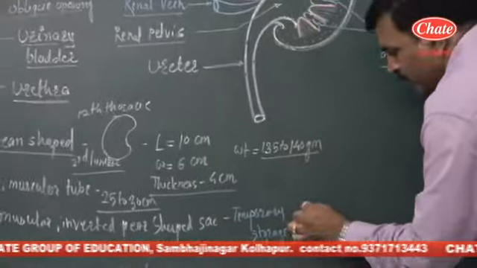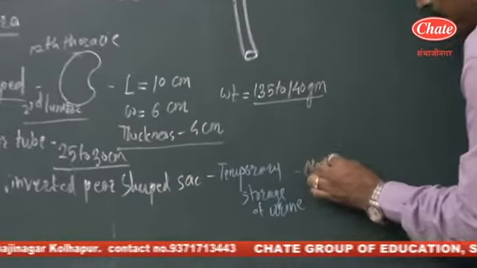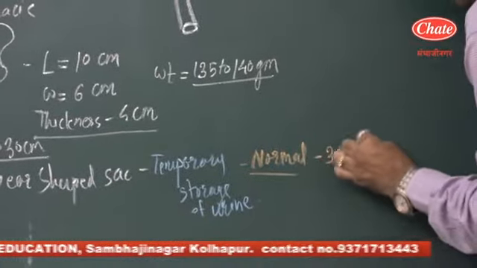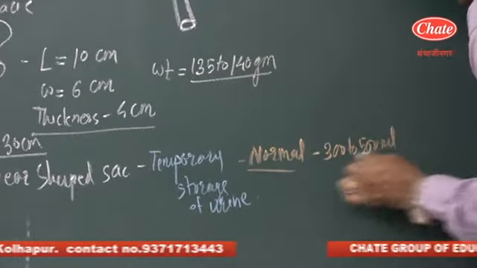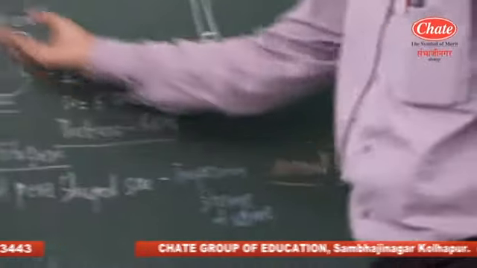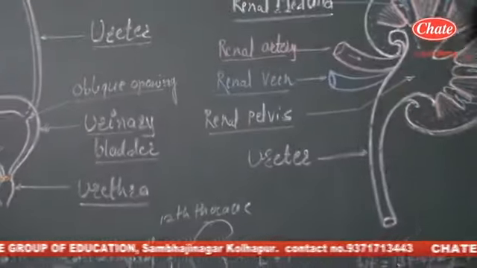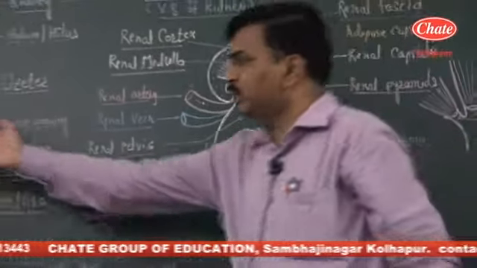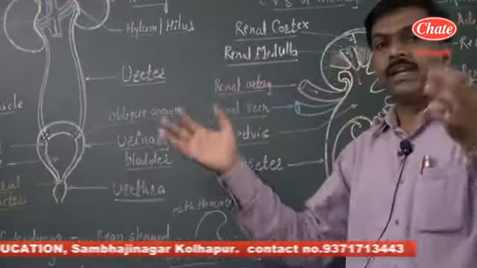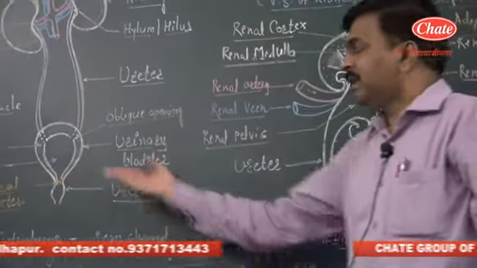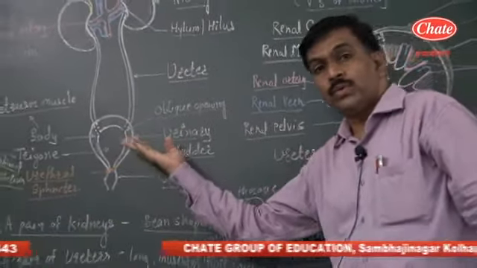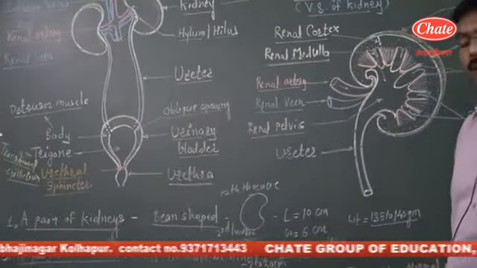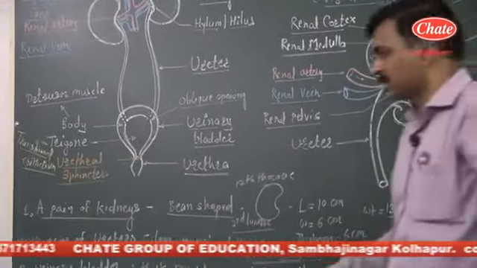So the main function performed by the urinary bladder is temporary storage of urine. Remember the normal volume: the normal amount of urine stored in the urinary bladder is about 300 to 500 ml. But in certain conditions, due to the transitional epithelium, it can extend, and a maximum of 1 liter to 1200 ml of urine will be stored in the urinary bladder in certain extreme conditions.